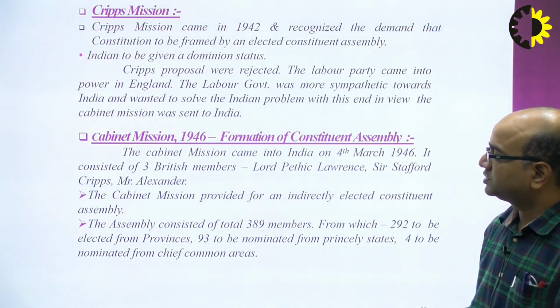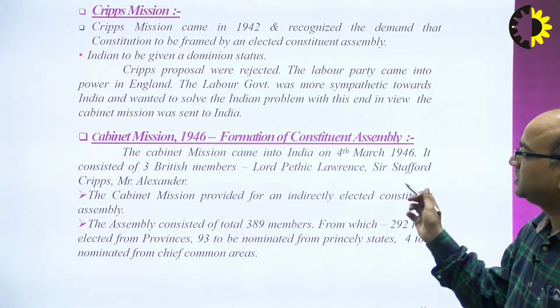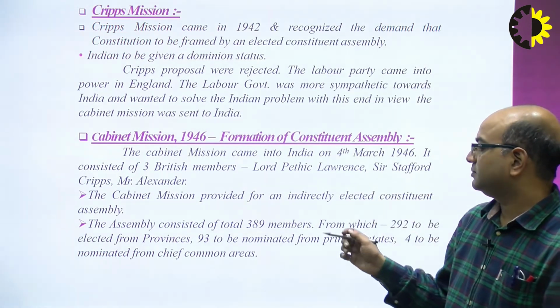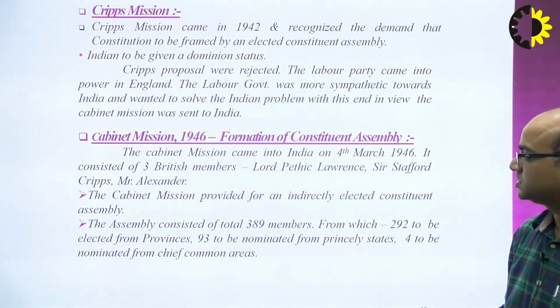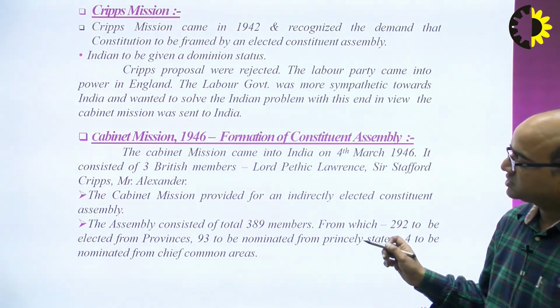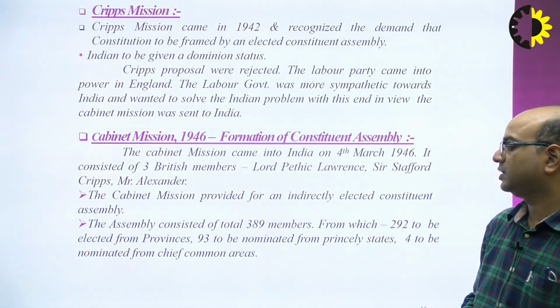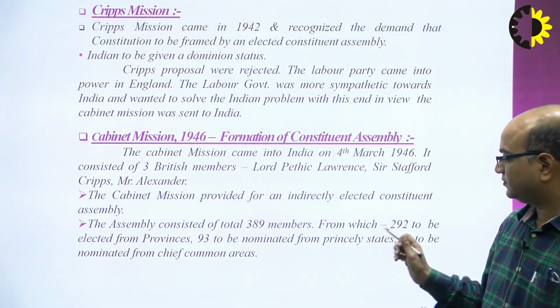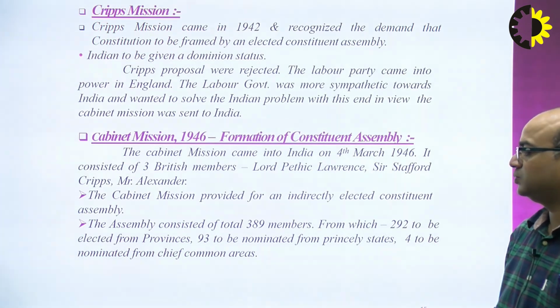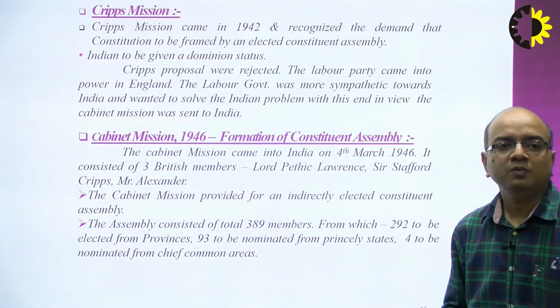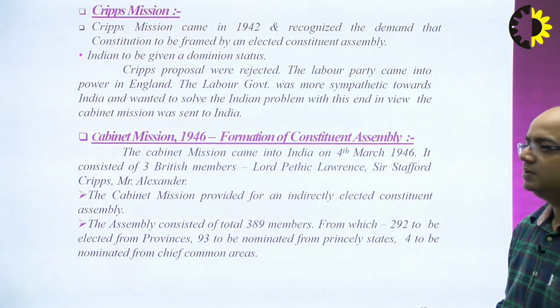So this Cabinet Mission was set up, and these 3 people came to India, and they basically said that the Cabinet Mission provided for an indirectly elected constituent assembly, and the assembly consisted of a total of 389 members, of which 292 were to be elected from provinces, 93 to be nominated from princely states, and 4 to be nominated from chief commissioner areas.